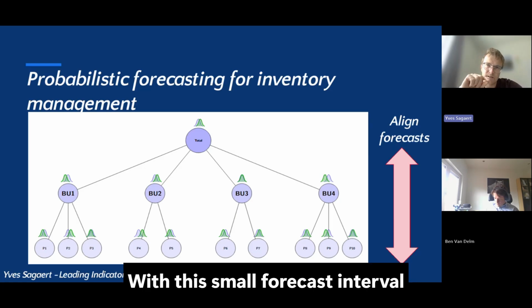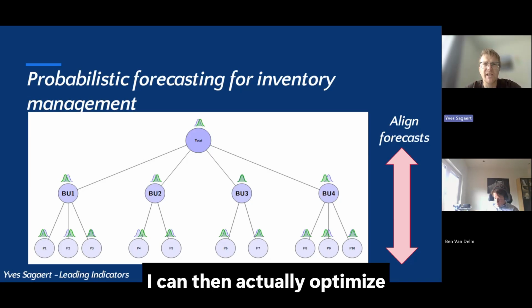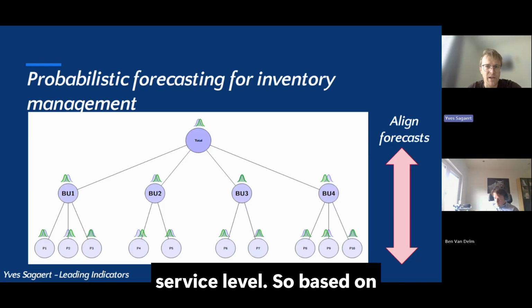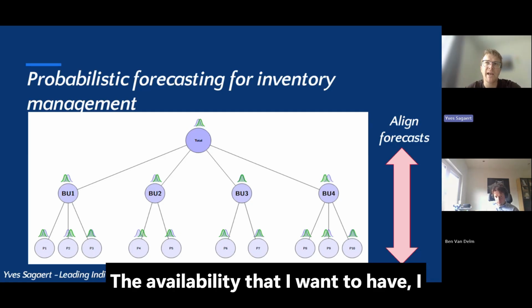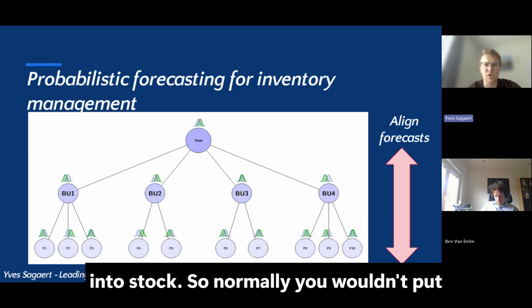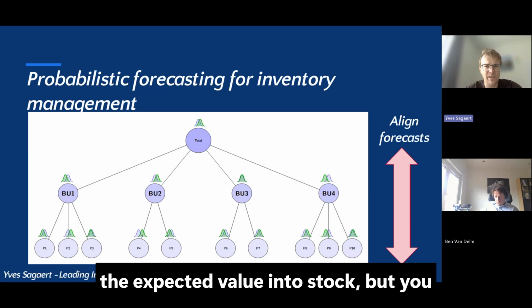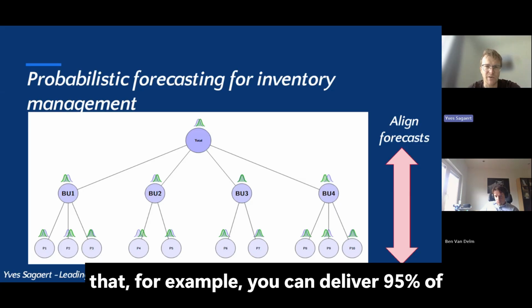With this forecast interval, I can then actually optimize my decision for my customer service level. So based on the level of availability that I want to have, I can see how many items I need to put into stock. Normally you wouldn't put the expected value into stock, but you want to have a bit more, so that, for example, you can deliver to 95% of your customers.